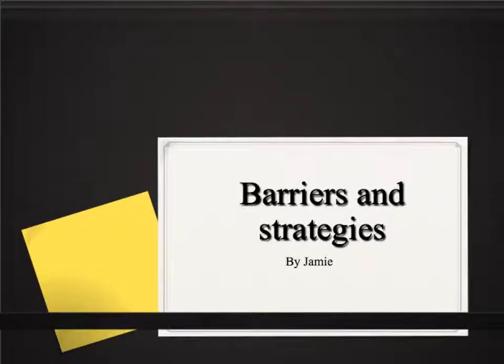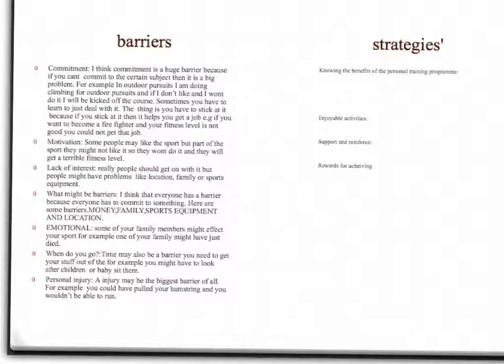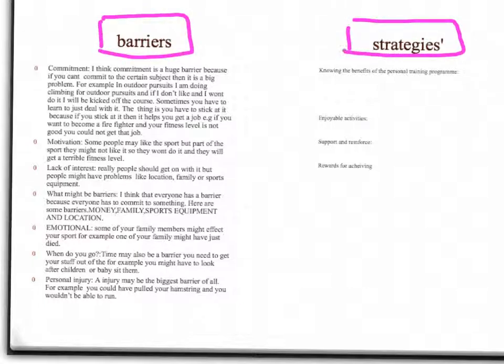Jamie, this is Unit 5B, Barriers and Strategies, and I'm going to give you some feedback on your work in order to improve it. You presented your work well because you've got two columns, one for barriers, one for strategies. Clearly you can see that you have done quite a bit of detail on your barriers, but we haven't got much going on over here for strategies.